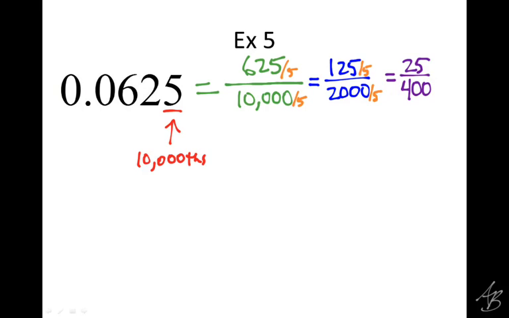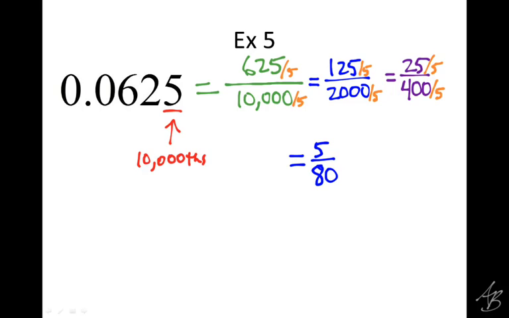No, we can reduce some more, right? What goes into both of those? 5. Remember, we only have to check 2 and 5, right? So we're going to reduce by 5. 25 divided by 5 is? And 400 divided by 5? 80. You can use your calculator for that. Just punch it in. 400 divided by 5 gives you 80.